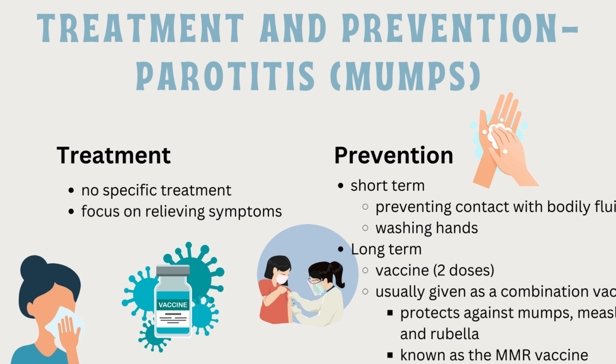The mumps vaccine is also 2 doses, but it is usually given as a combination vaccine that protects against mumps, measles, and rubella. This vaccine is known as the MMR vaccine, and most children are required to get it.